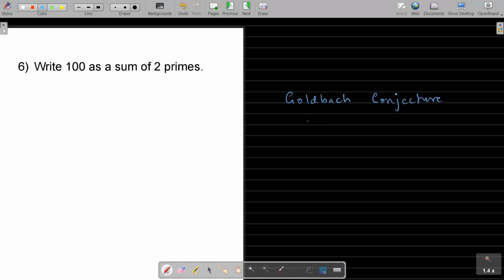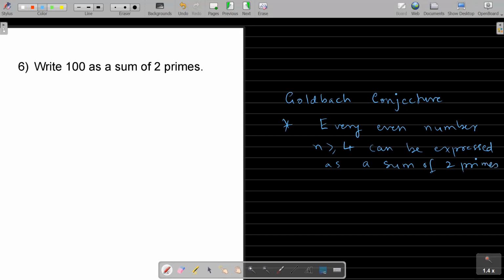So there is a nice statement called the Goldbach conjecture. And what is a conjecture? It is a statement neither proved nor disproved. The statement is simple: every even number greater than 4 can be expressed as a sum of two primes.